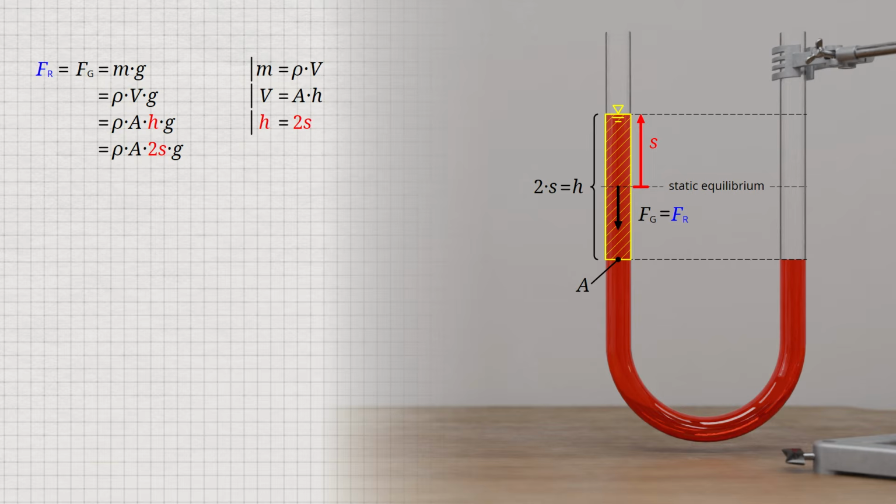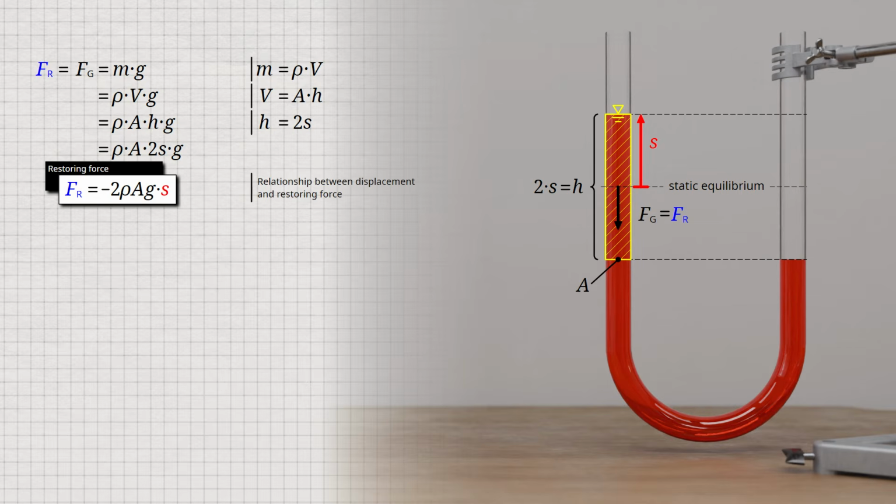At this point, it should be noted that the restoring force acts opposite to the positive displacement, in the negative coordinate direction, so a negative sign must be introduced here. It is already apparent that there is a proportional relationship between the restoring force and the displacement, which means that the motion is harmonic and can be described using the well-known laws of harmonic oscillation.